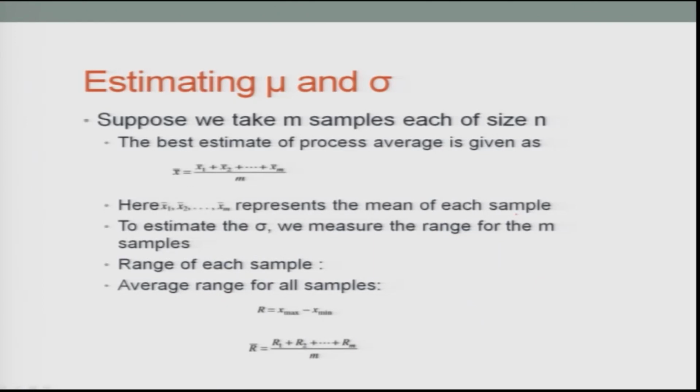So, what we are doing is that the first chunk we take of n observations, that is the first sample. Again, say for example, at 10 o'clock in the morning we take another chunk of n observations, that is the second sample. Again the third time at 11 o'clock in the morning we take n number of observations, that is the third sample, and we continue doing it m number of times. So, that is what is written. Suppose we take m samples each of size n. So, the best estimate of the process average would be given by this.